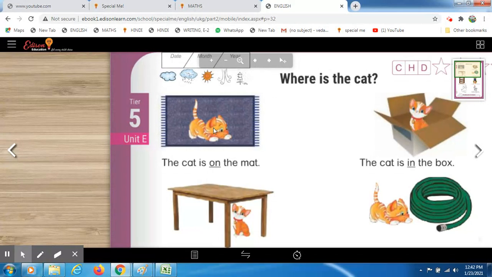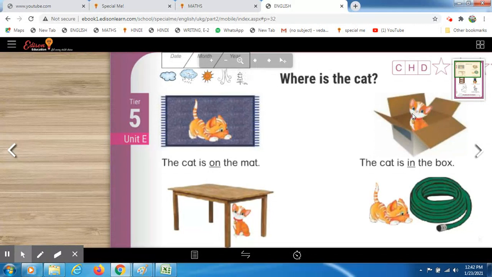See, there is a mat and there is a cat. So what do you see in this picture? That this cat is on the mat. Mat के ऊपर है. ऊपर का मतलब क्या होता है? On. Fine. I told you before also that whenever something is ऊपर, if something is above something, we call it on. So here the cat is on the mat. See, where is the cat? You have to see the position of our cat. So the cat is on the mat. Mat के ऊपर है, right? On.